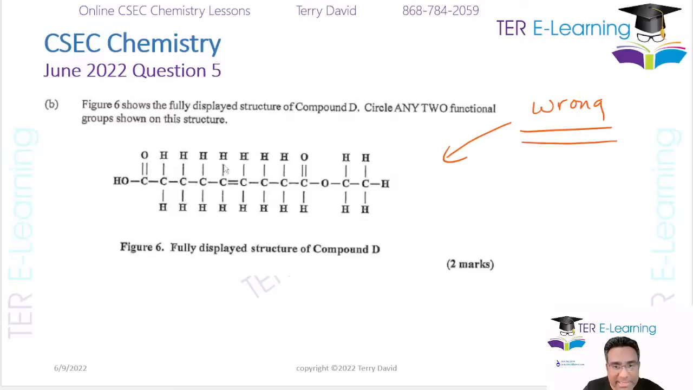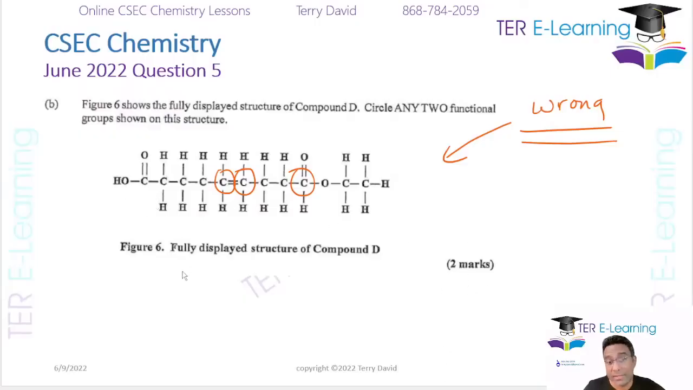Watch. Look at what CXC did here. Look at this carbon here. I have 5 bonds around this carbon. I have 5 bonds here. I have 5 bonds here, right? That is wrong. I messaged CXC to find out something once, and they told me they're doing some quality checks. So I don't know what quality checks they did with this paper, but this is wrong.